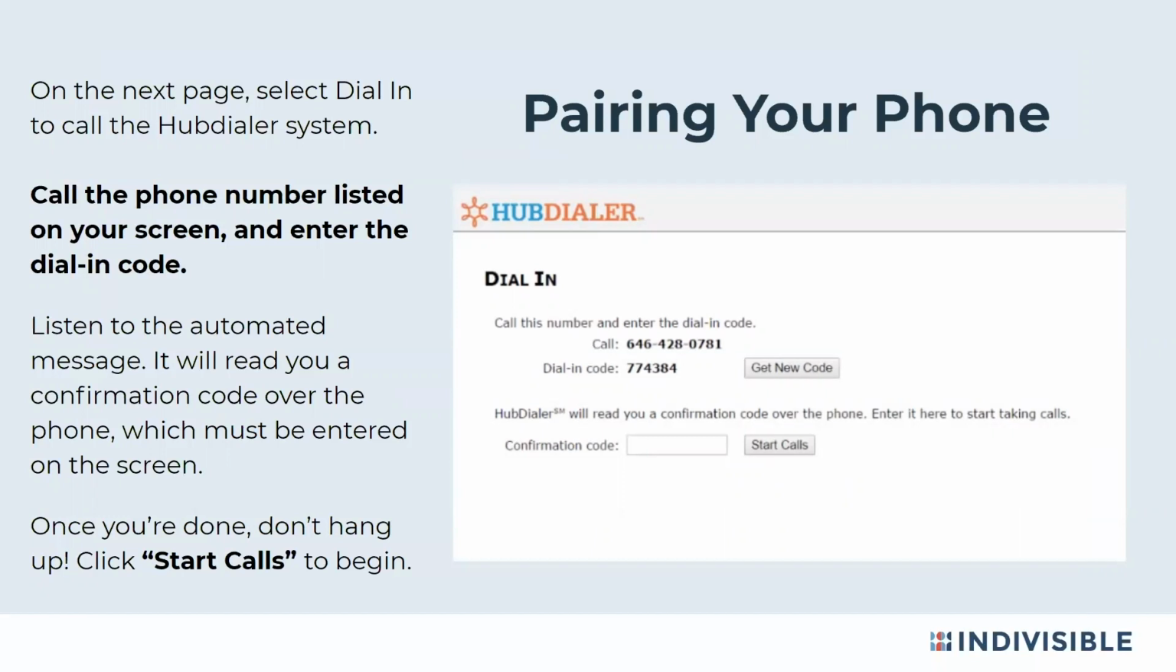Once you have entered your confirmation code, click Start Calls to complete the pairing. You will then be placed into the queue to receive your very first call. Just a note here, your personal phone number will never show while you are using the system to make calls.